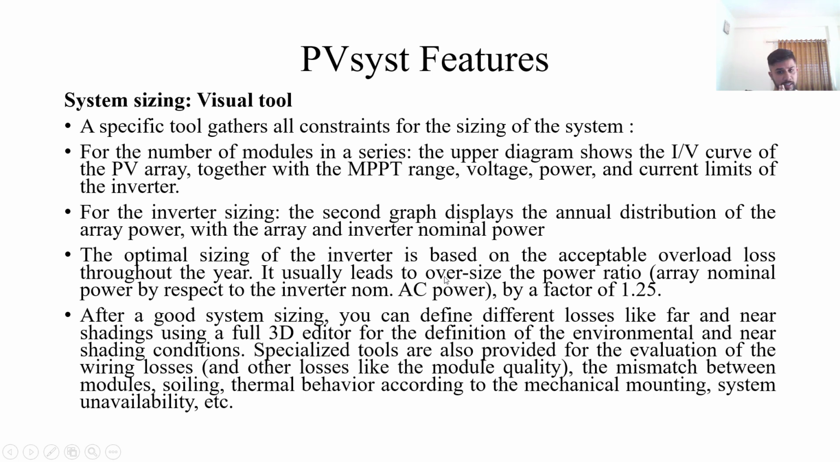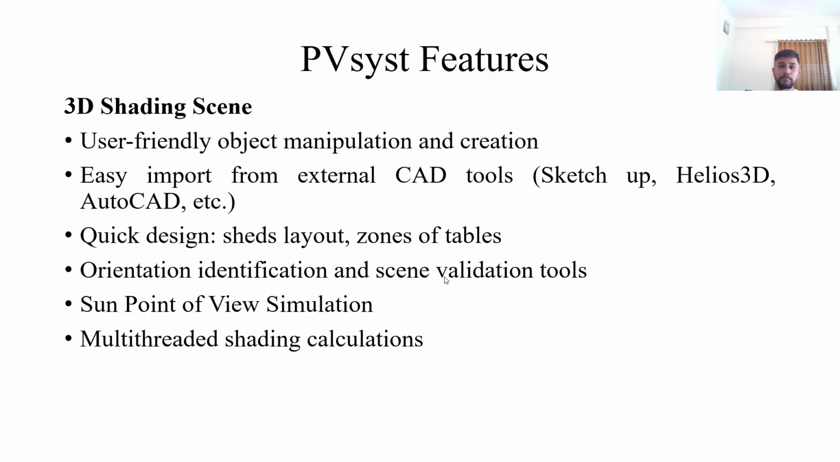After good system sizing, you can define different losses like far and near shading using a full 3D editor for the definition of the environmental and near shading conditions. Specialized tools are also provided for the evaluation of the wiring losses like ohmic losses, module quality losses, module mismatch losses, soiling losses, thermal behavior according to the mechanical mounting, system unavailability, etc. You can define these in your system design using this software tool.